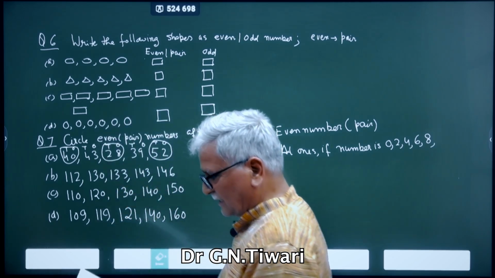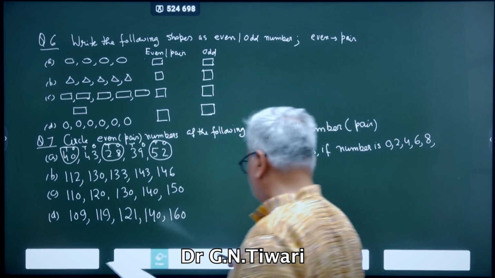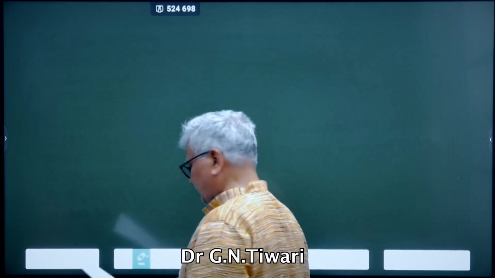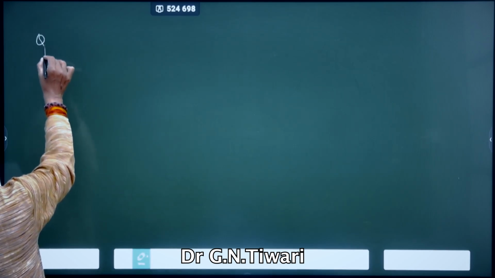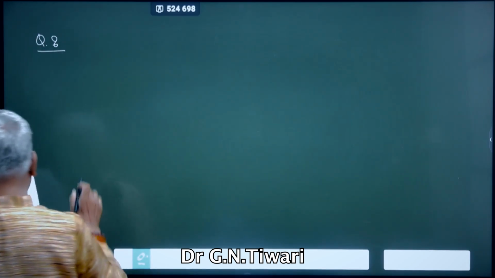Now there are again 2 questions. I will complete them. Question 8 and 9. Question 8. Circle odd numbers.